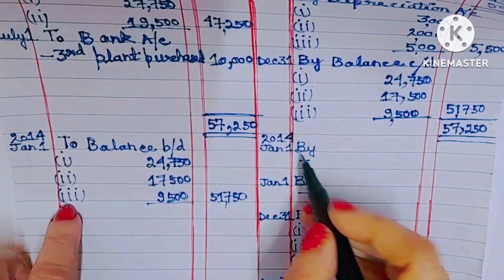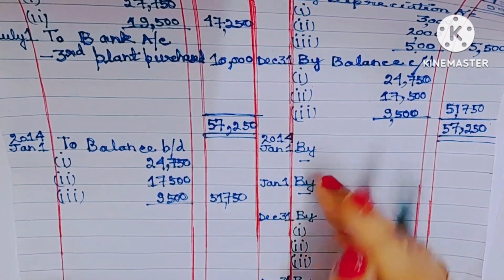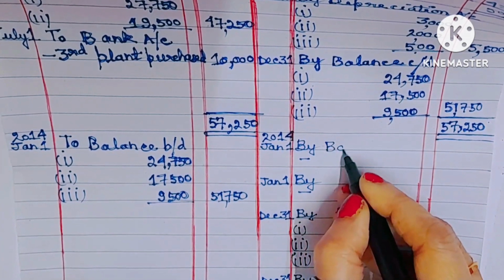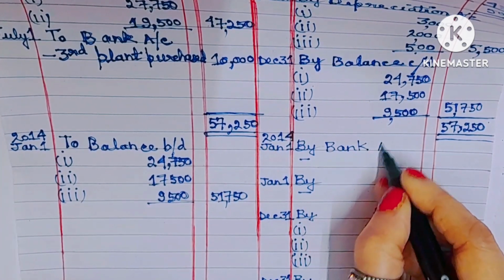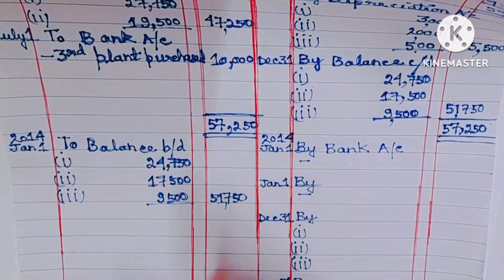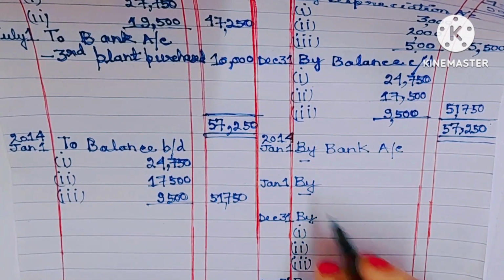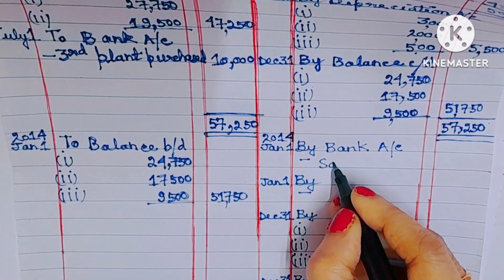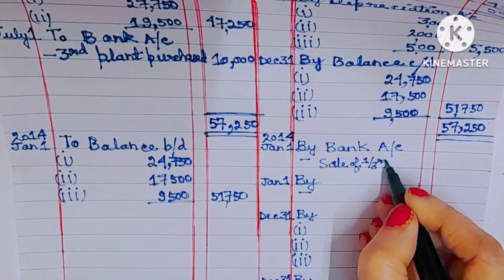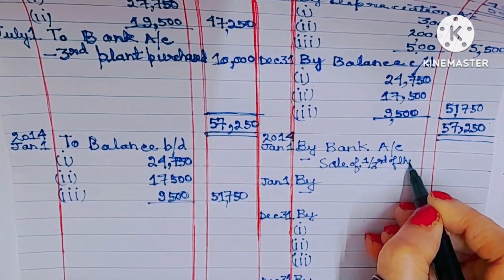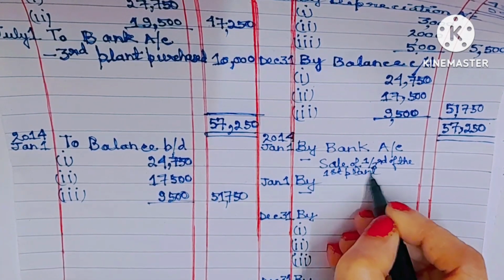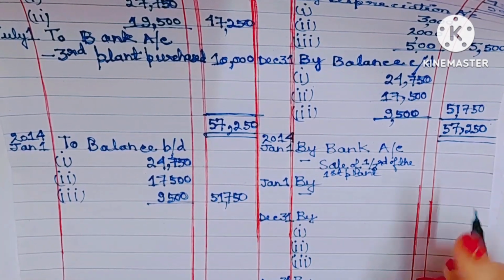Okay? 2014 January 1st, because the sale happened on 1st January. So we'll write "by bank account". Whenever there is a sale, you have to write "by bank account" on the credit side. Understood? If it is a purchase, you have to write to bank account on the debit side, or if it is a sale, you have to write by bank account on the credit side. Sale of 1/3 of the first plant. Okay? Not the whole plant. Only 1/3 of the plant was sold for how much? 3,000.